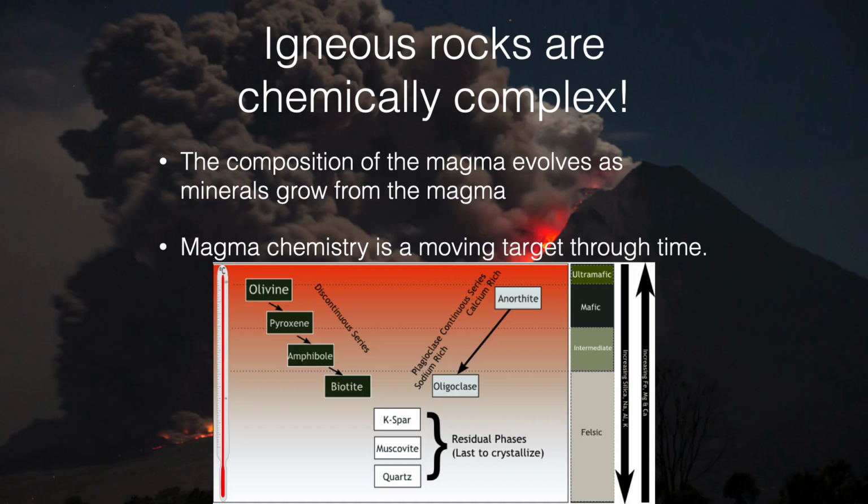So we can see our discontinuous series, residual phases, which are the last to crystallize, so require a more slow cooling of that lava versus our very quick cooling of that lava. And we can see just how all of these different silicate bonds are created in these different conditions. Feel free to pause to look at that in a little bit more detail.